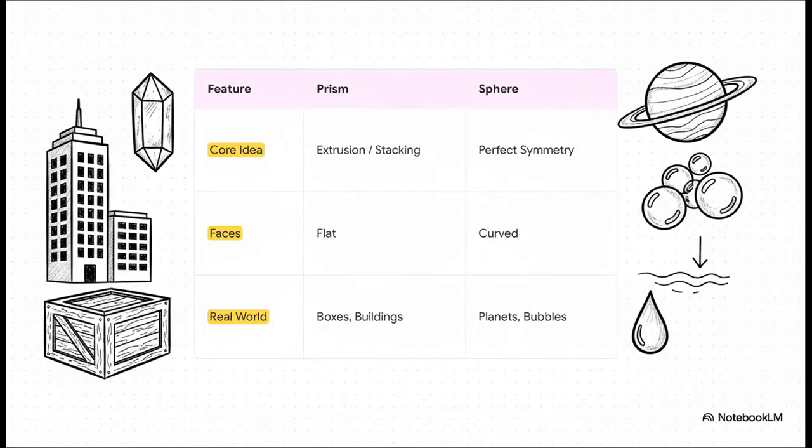Let's just put it all together. The prism, which is born from stacking, gives us the flat-face language of human creation, our boxes, our buildings, the crystals we find. And the sphere, which is born from perfect symmetry, gives us the curved language of nature, planets held together by gravity, or soap bubbles held together by surface tension. One is kind of the geometry of a blueprint. The other is the geometry of physics.